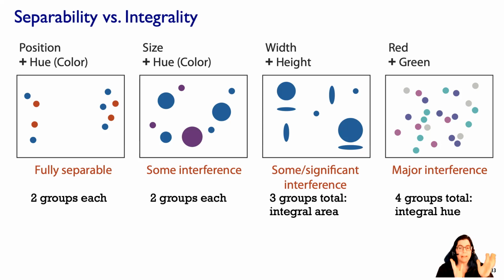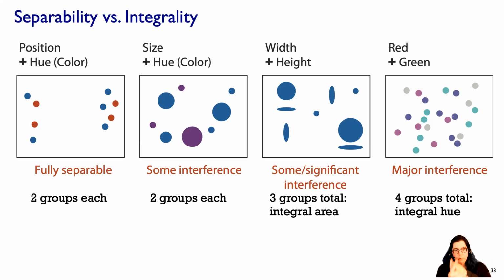Starting on the left, we have the nice case, the easy case where we've got very separable channels. So what have we got here? Well, you can definitely notice that there's a group of points on the left and a group on the right. Easy. And you can also notice that there's blue ones and orange ones. So we've got this situation where we can either attend to the spatial position or we can attend to the color coding. These are fully separable channels. They don't interfere with each other at all. So we can see either of these two different groups.